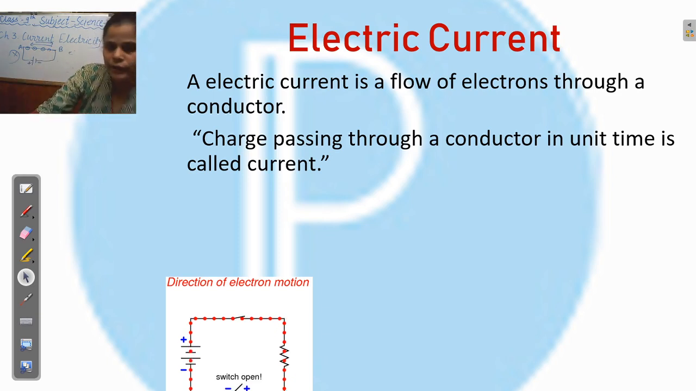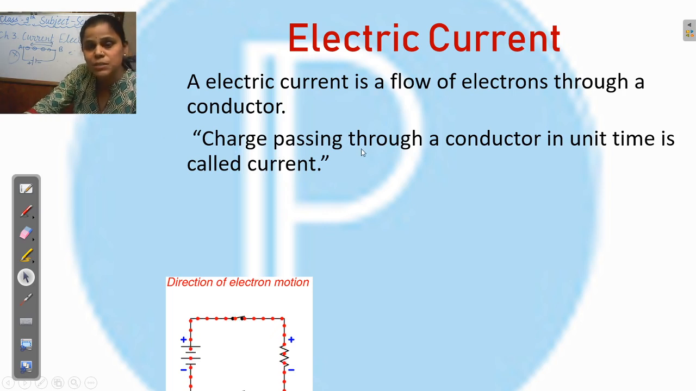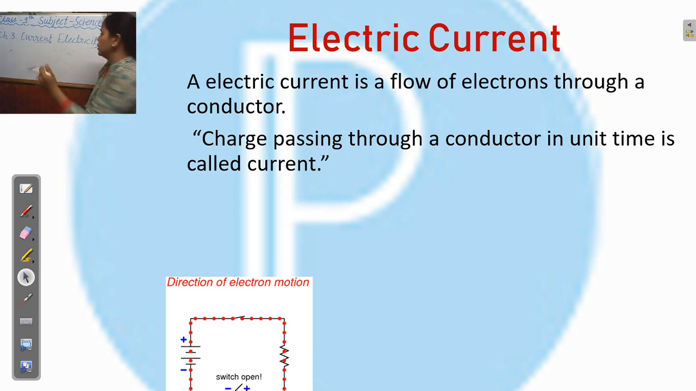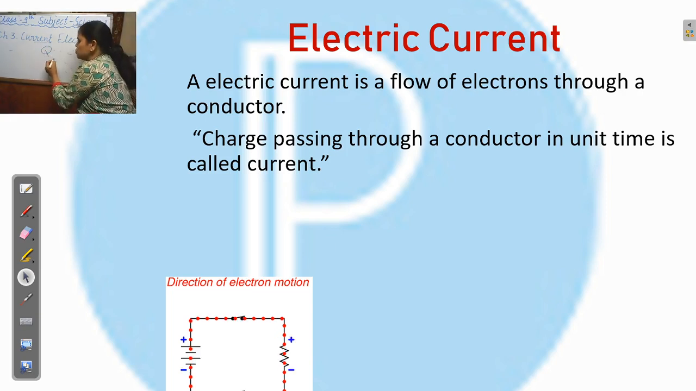And quantitatively, it is the charge passing through a conductor in a unit time. That means here is one formula: how much charge passes through this conducting wire and in how much time? So this is called the current, and this is denoted by I.